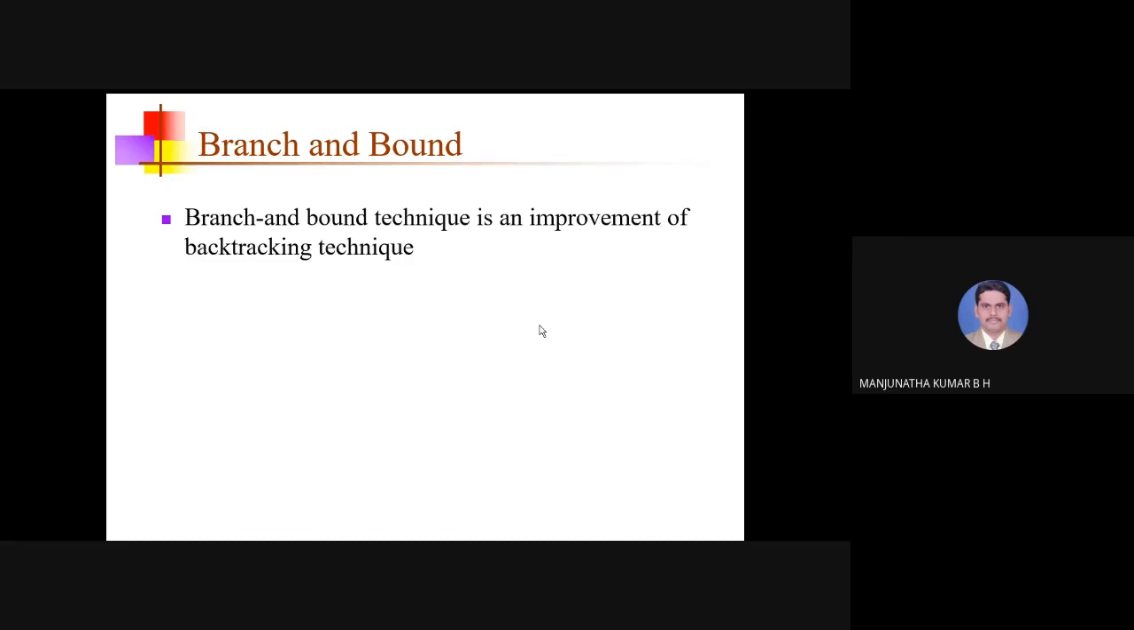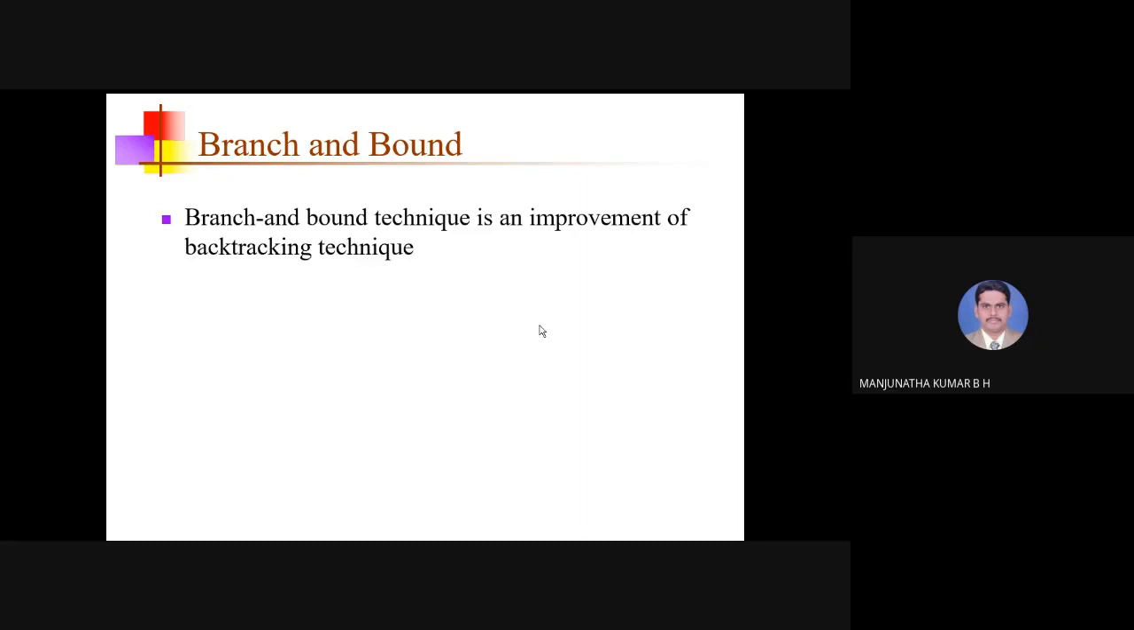But branch and bound technique is an improvement over the backtracking technique. It means that in branch and bound also, whenever a non-promising node or a dead end occurs, you have to backtrack. But what is the improvement here? For every node which you are going to explore, we are going to embed a bound value. The bound value may be a lower bound value or upper bound value. For every child node, we are embedding that bound value. So based on the bound value, the promising paths will be decided.